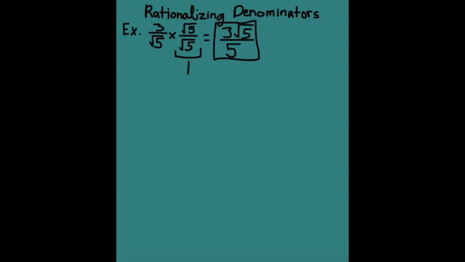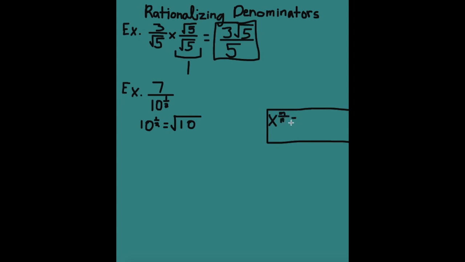Let's try another example. Let's say we have the fraction 7 over 10 to the power 1/2. You might be thinking that there's nothing to rationalize, since the denominator doesn't have a radical. However, 10 to the 1/2 power equals the square root of 10. Remember, x to the m over n power equals x radical n to the whole thing to the m power.